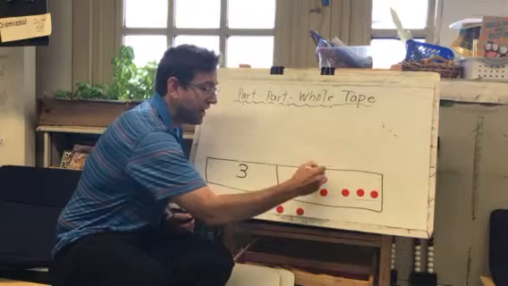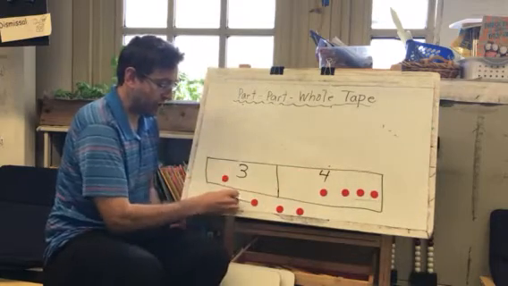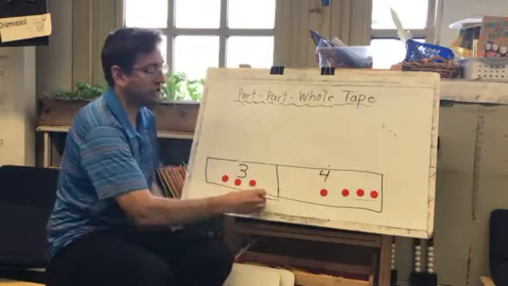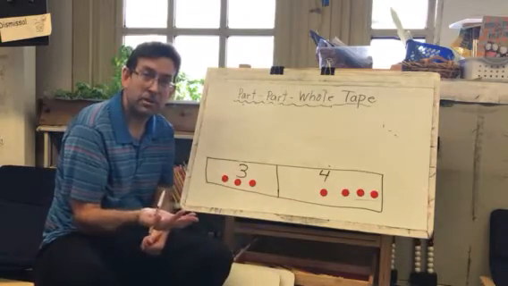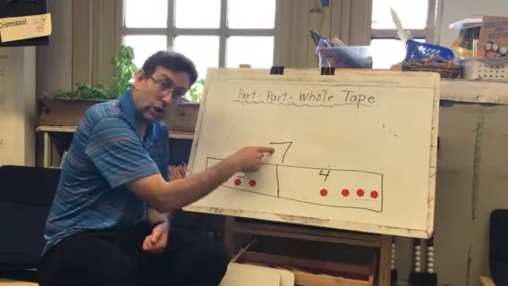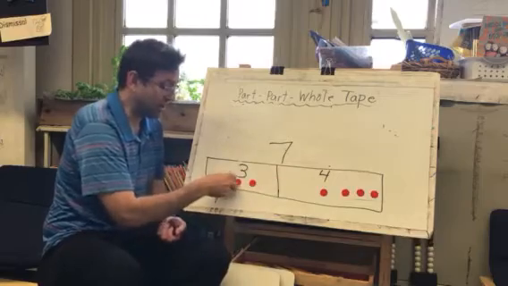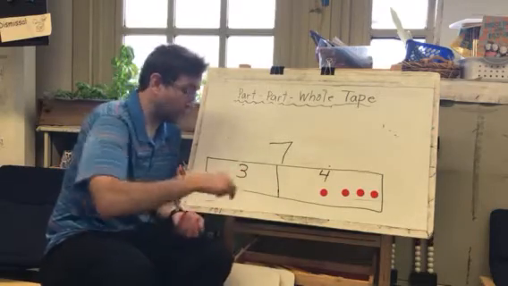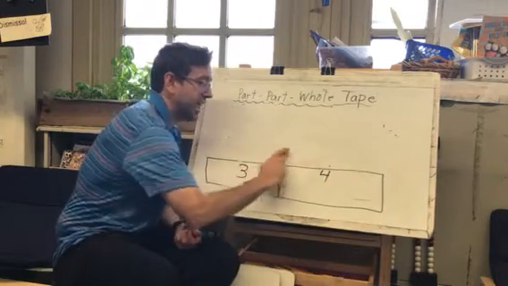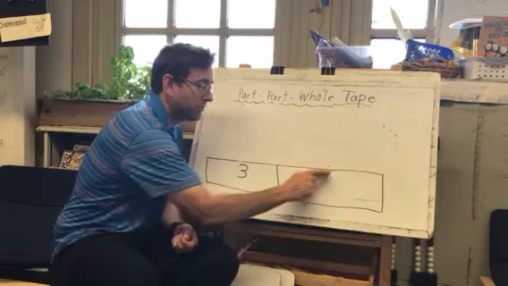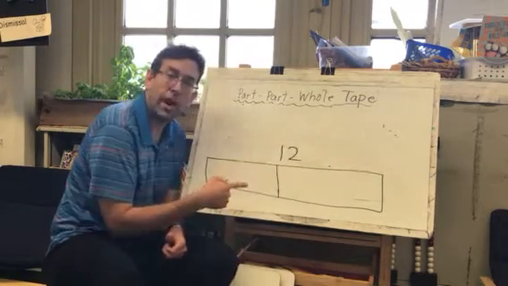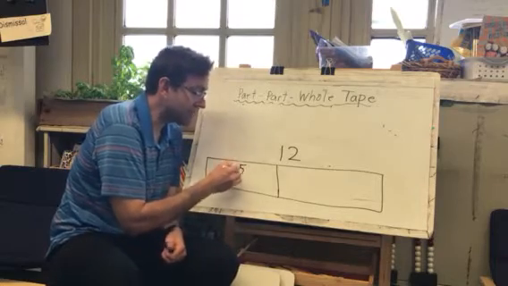3 and 4. So I'm doing 3 and 4. This is the parts of a number. It's 7. So sometimes I'm finding the whole, and sometimes I'm finding one of the parts. So let's do where we find one of the parts. Okay, instead of 7, let's do 12, and let's say one of the parts is 5.